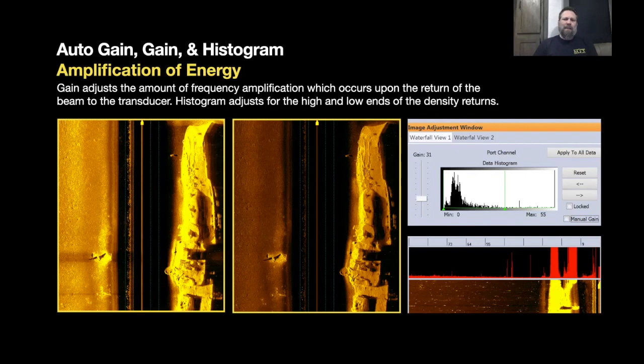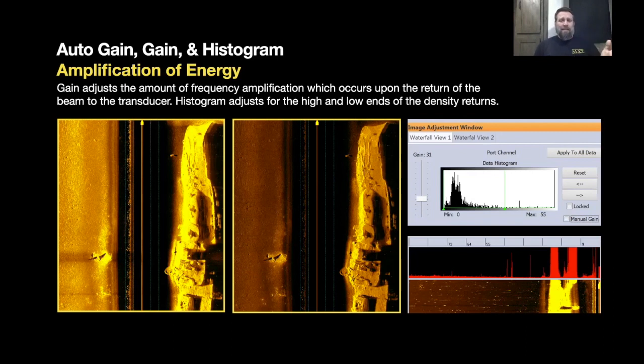The histogram is a little different. The histogram takes from 0 to 100 of each one of the gain sets that it's getting. And so we can add or subtract the highs and the lows, adjusting for that. So let's take a look at some of the imaging and how do we adjust gain and how do we adjust histogram. Now, you can't really adjust for auto gain. You either turn it on or you turn it off.